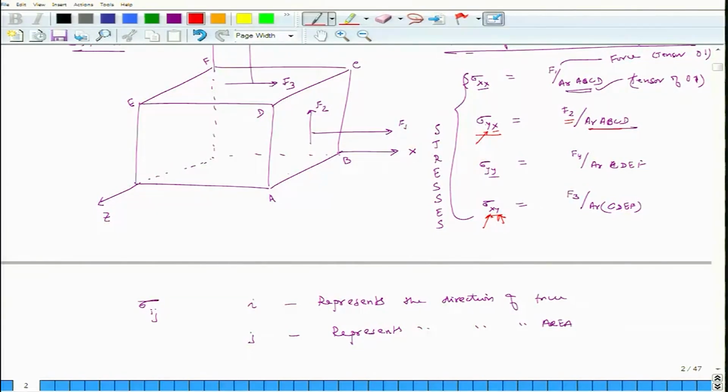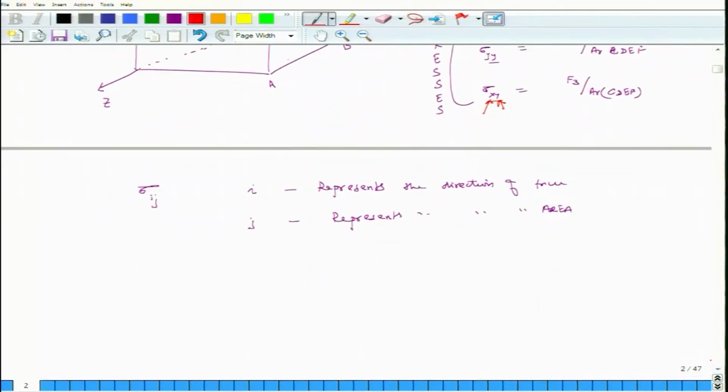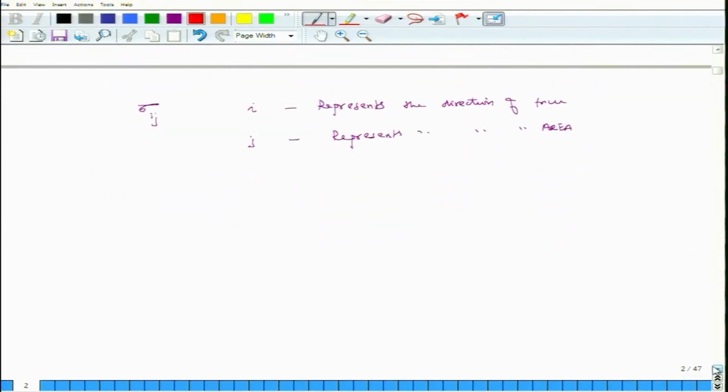Okay. So, if there are 3 sets of orthogonal directions, then in total we will have 9 components of sigma ij, because I can have 3 values, x, y and z, and similarly the area can also have x, y and z, 3 independent values. So, sigma ij will have 9 possible values.